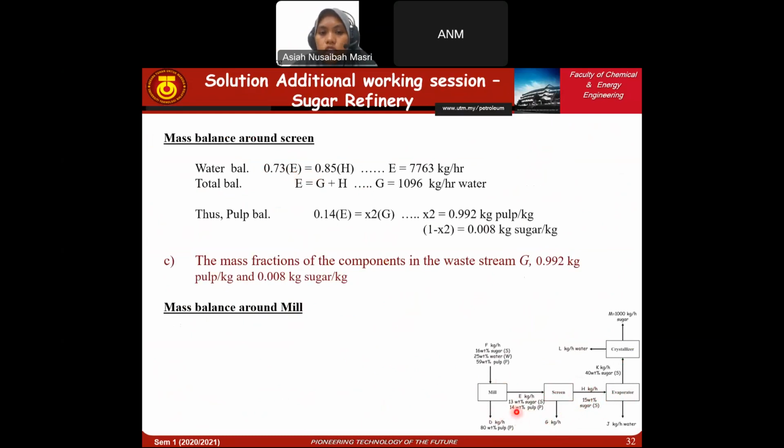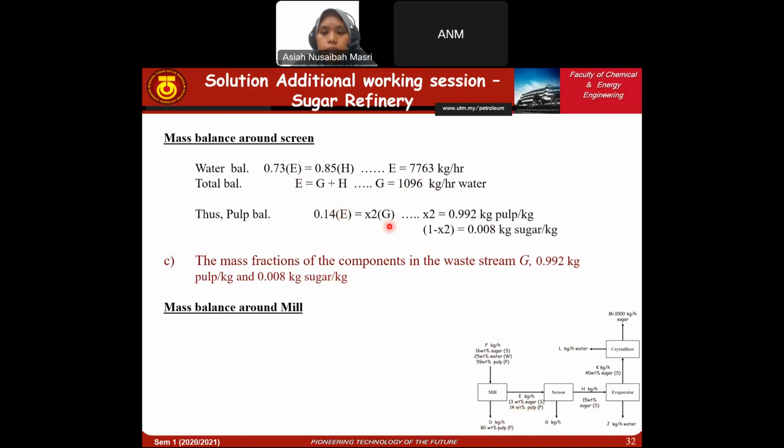Here we have 0.73, which is the rest of the component, which is water, times E. So here is our input. Output we have two, from G and from H. But from H only, we have 0.85 times H because we are referring to water. So we have one input, one output. We solve for E, we get 7763. Then we do the total balance. E is equal to G plus H. We solve for G. G is 1096.